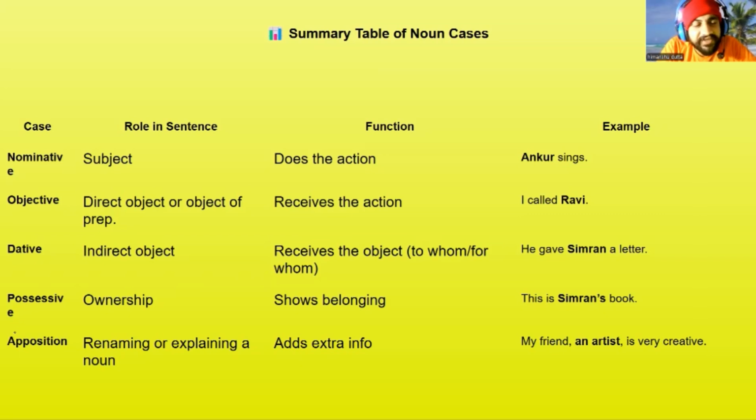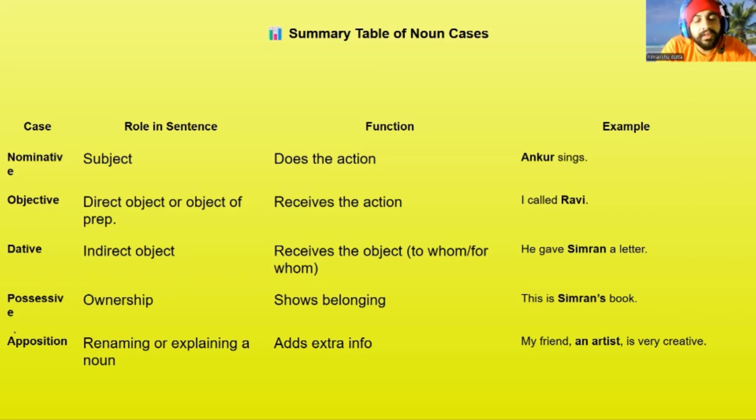Then we have the dative case. What is dative case? Indirect object. I told you what is the difference between the direct and the indirect object. Direct object will be answered with the word what and who, and indirect object would be answered with the word whom or for whom, or by whom, something like that. Receives the object like to whom or for whom. He gave Simran a letter. He gave whom a letter? Simran a letter. So possessive case, it shows the ownership, possession, your property. Shows belonging.